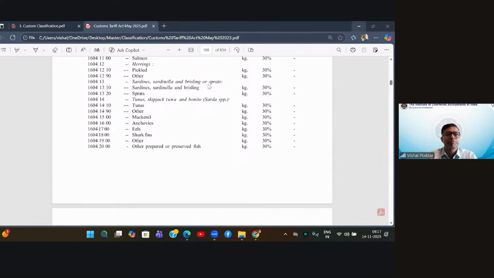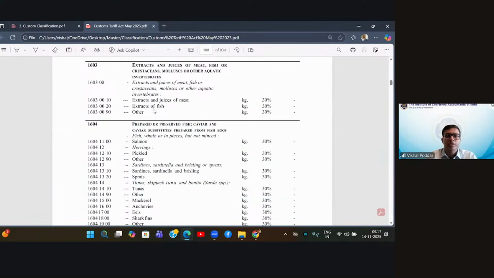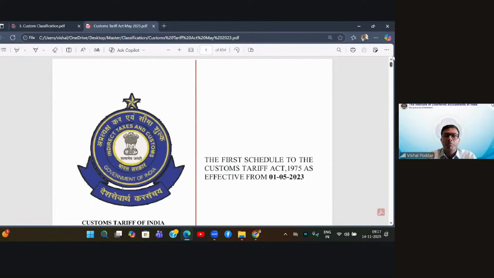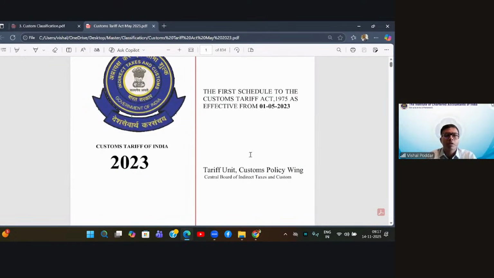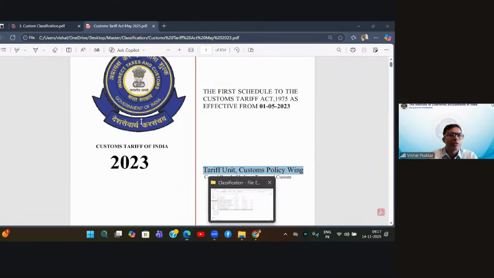Now, interestingly, this is the Indian tariff. Now I'll go to the first page because somebody asked, sir, from where we will get it. So see, you get it here. The customs policy wing provides this. But simply, if you want to get this, just type customs tariff of India. You will get the link from there. You can download. Now with this, let me show you the international one.